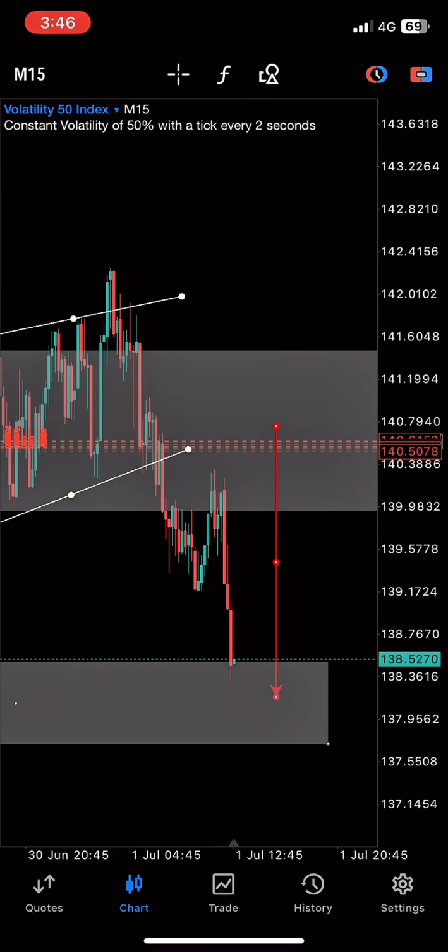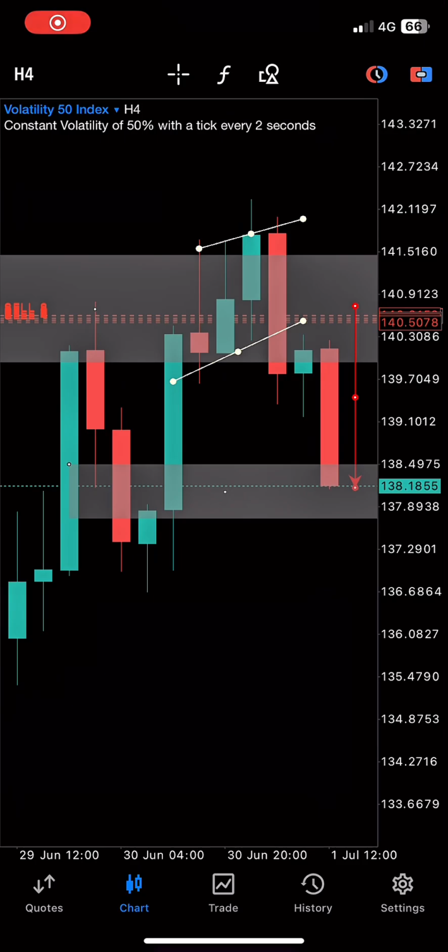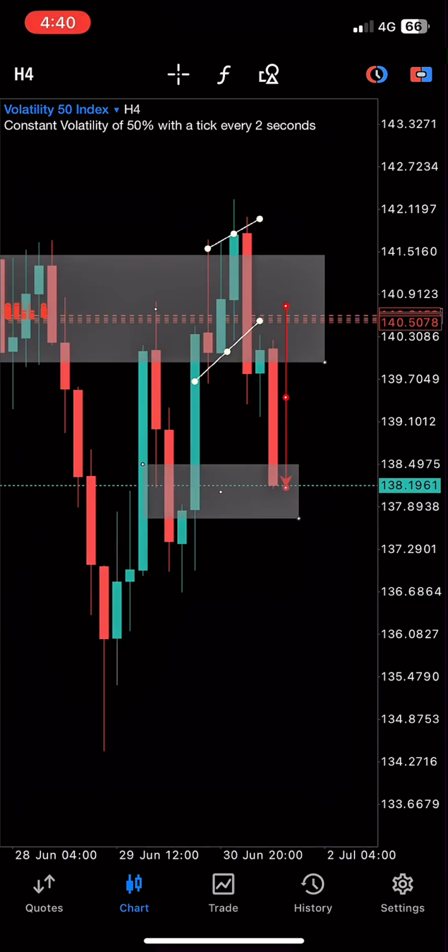So this is really taking some time for it to actually create that pullback. But we really need to be patient with price because it does its thing, and we can't control the market.